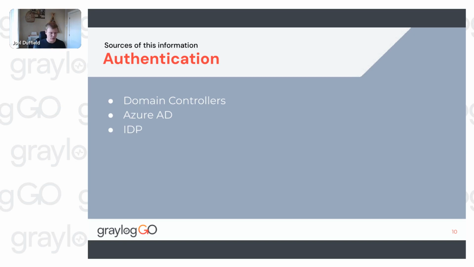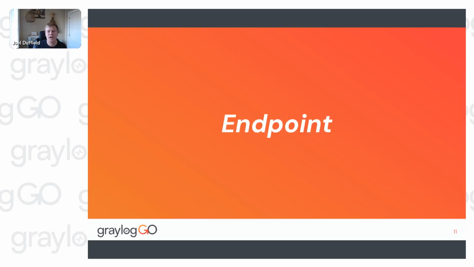And this is your domain controllers, those central authentication providers, which is the only place we can get information like group membership changes and all those kinds of things. That's what we want to get from there. The next thing we want to talk about is our endpoints. Now, endpoints can be a really tricky one.